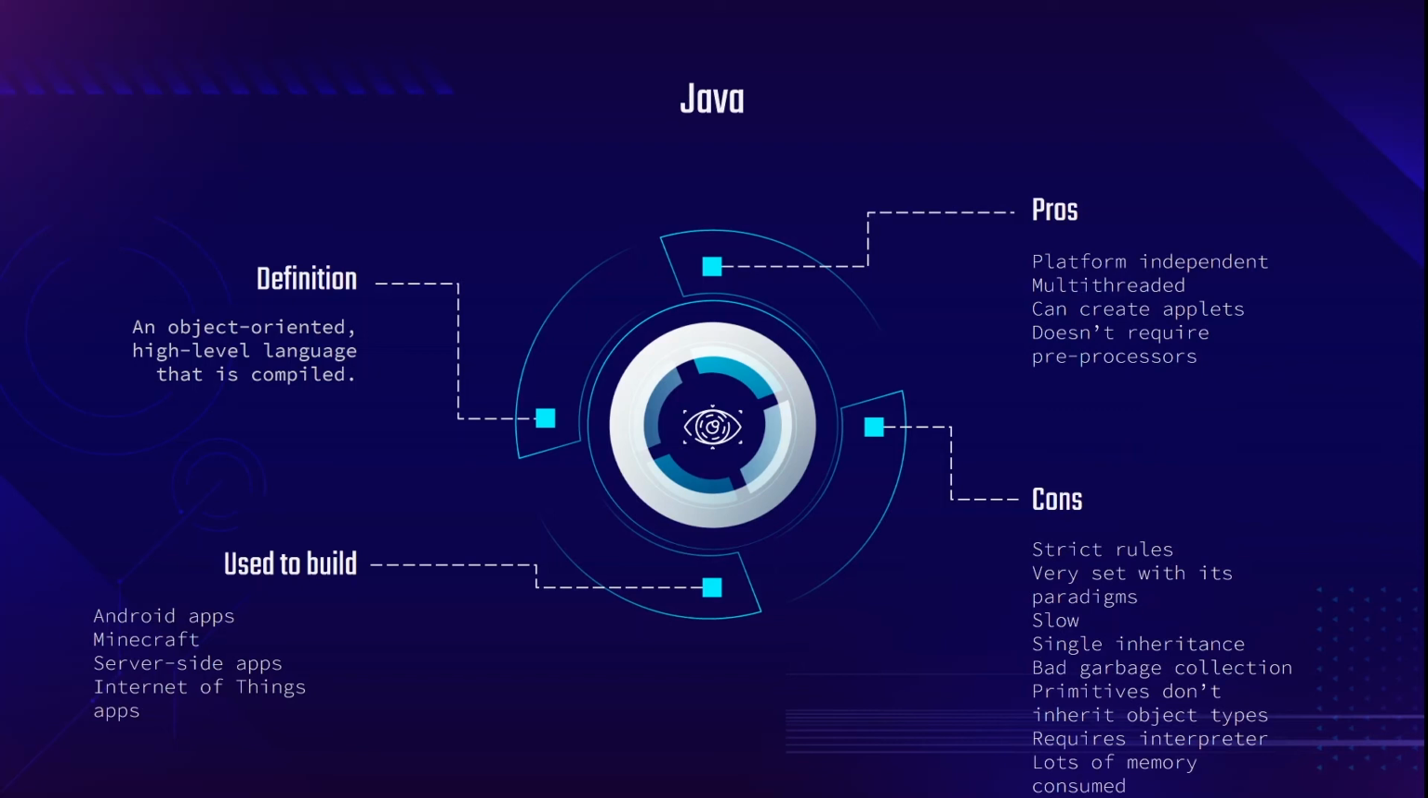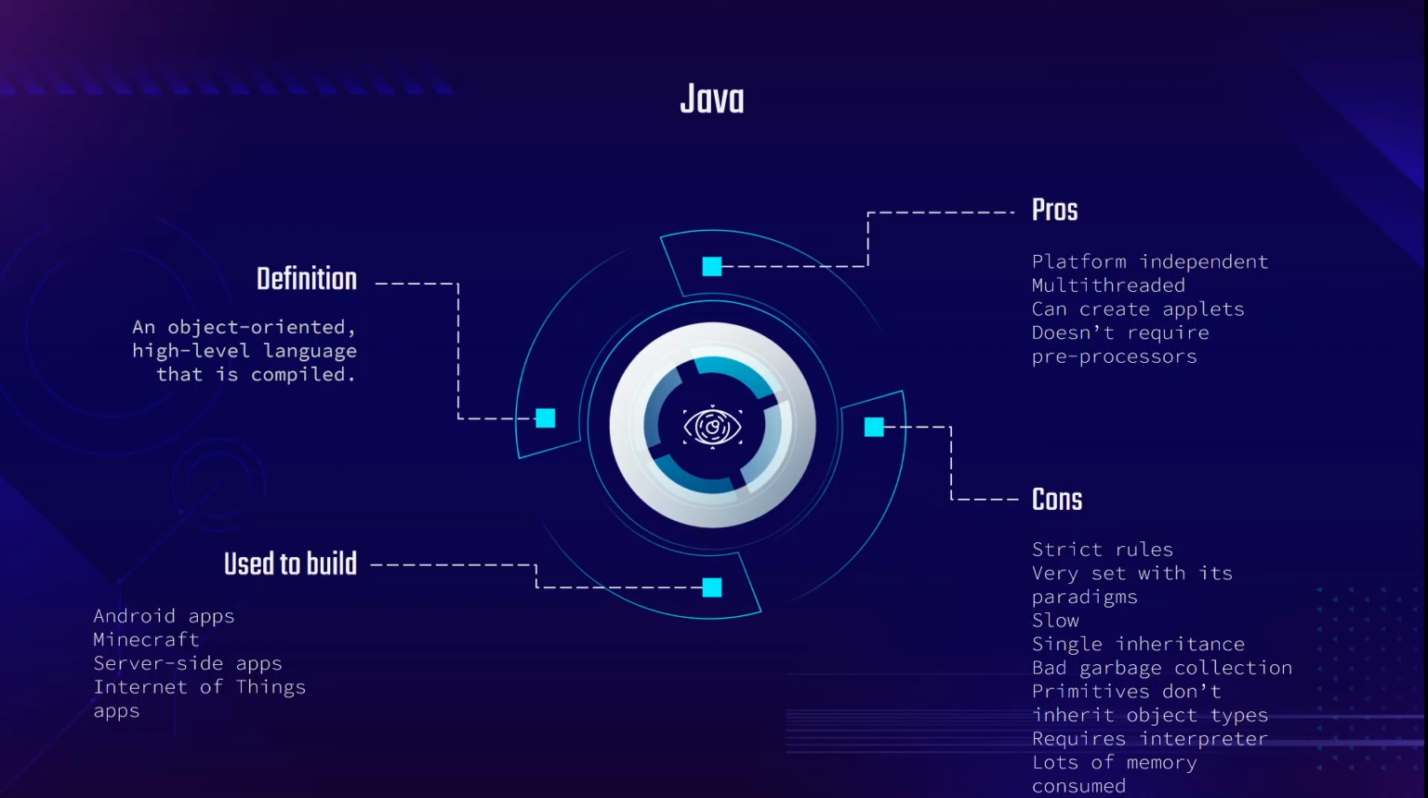What is Java? Java is an object-oriented high-level language that is compiled. It's also interpreted because of the JVM. So, like I said, not the most clear definitions. It is used to build Android apps, and I don't know how, but it built Minecraft, server-side applications, and Internet of Things applications. Sorry I had to use apps here. I would have liked to have written applications, but kind of running out of space.